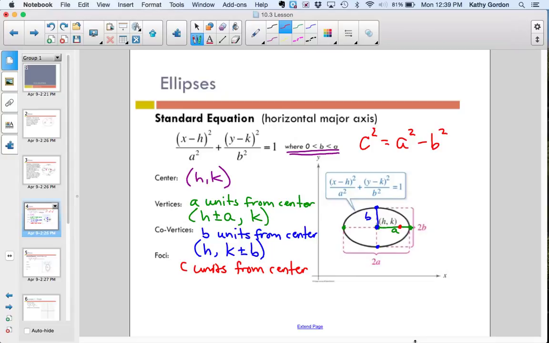If it was a plus b, it'd be greater than a and b, and it'd be outside the ellipse. So we know the distance from center to vertex is A. I need my distance from center to foci to be shorter than that, right? Because the foci have to stay inside the ellipse. And so I take the a squared, but I subtract the b squared from it so that I end up with a c value that's smaller than what a was. So that distance to the focus is smaller than the distance to the vertices.